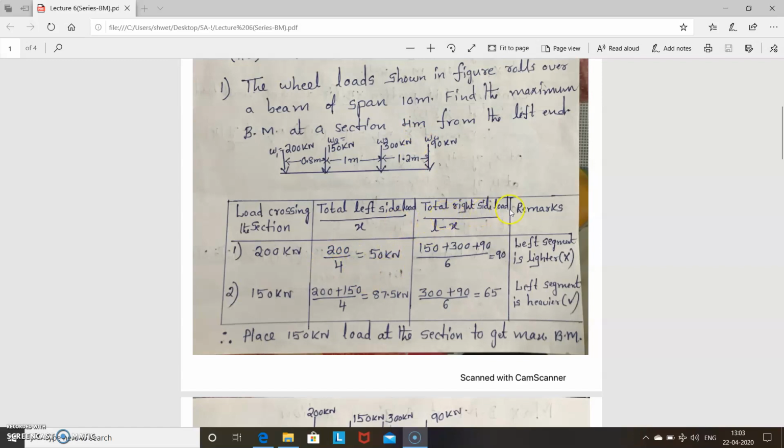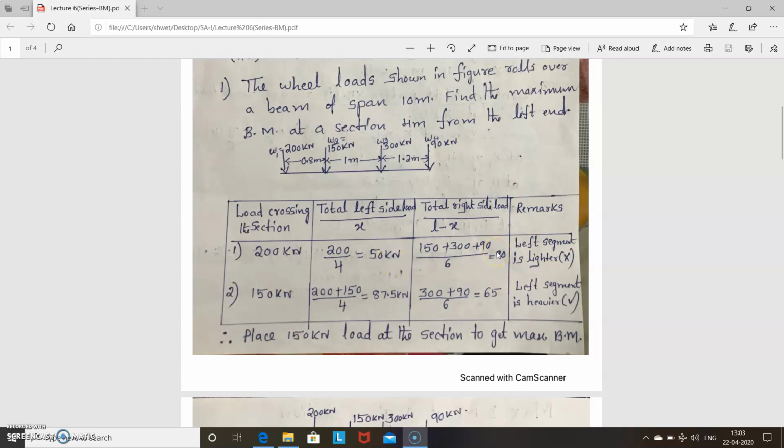Next, the total right side load. All these loads come on the right side. So that is 150 plus 300 plus 90 divided by L minus x. L is 10, so 10 minus 4, that is equal to 6. Now see which one is the higher value. This is 50, this is 90, this is more. So this is the left segment and this is the right segment. Here we can conclude that the left segment is lighter and the right segment is heavier.